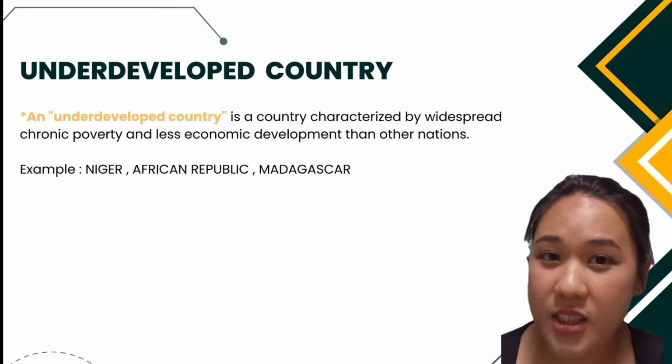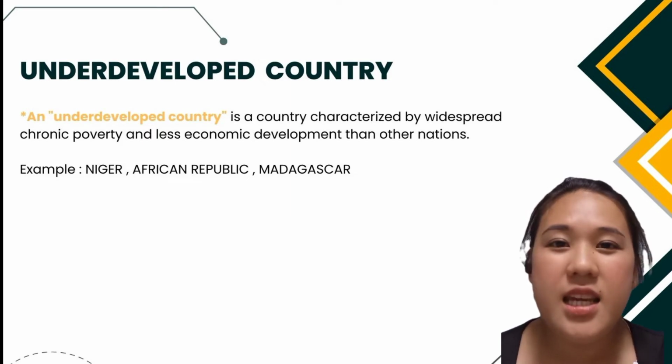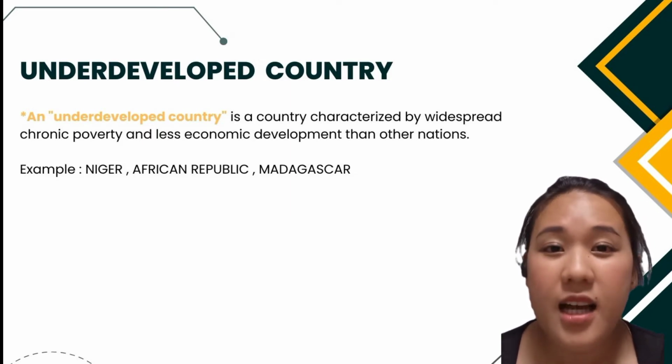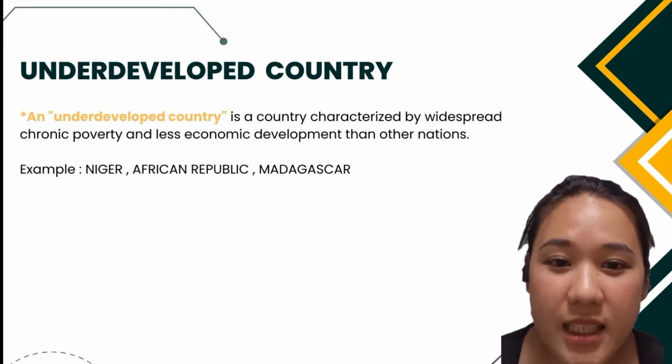An underdeveloped country is a country characterized by widespread chronic poverty and less economic development than other nations. Examples of these are Niger, Central African Republic, and Madagascar.